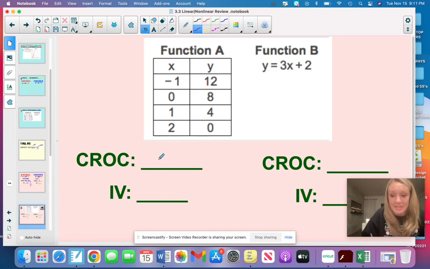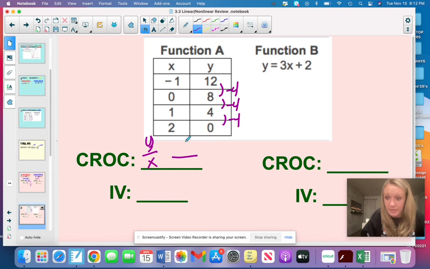For the crack of a table, this is what we probably struggle with the most. It's y over x, y over x, y over x, y over x. You just got to memorize it, say it in your head. That means that we need to look at what those y's are going up or down by first. So I already told you to get from 12 to 8, it's -4, and it's minus 4 all the way down.